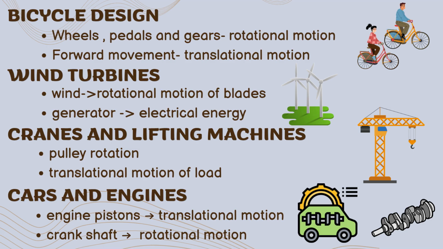Now that we know a machine is a device that makes work easier by modifying force or motion, let's see how machines use motion in everyday life. First we have a bicycle. What parts of the bicycle are moving? The wheels, pedals, and gears spin, which is rotational motion. As they rotate, the bicycle moves forward in a straight line, and this is translational motion.